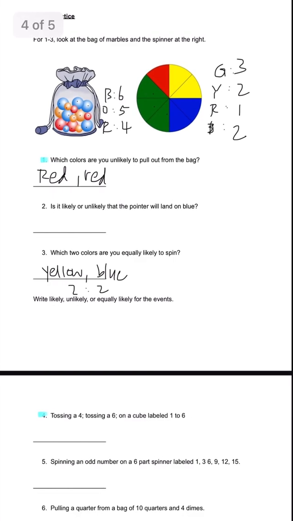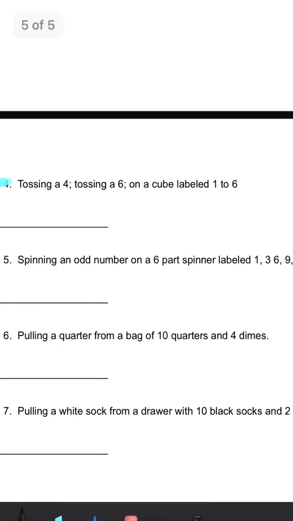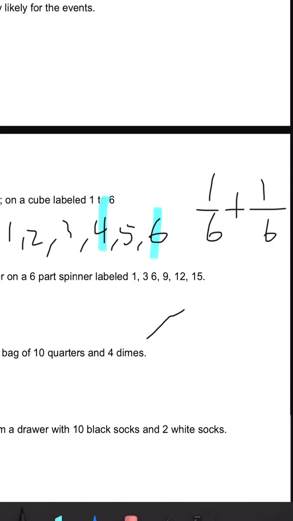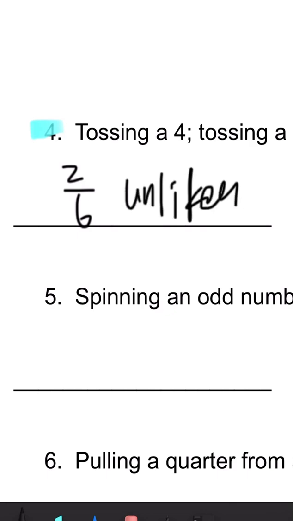Okay. Last page, number 4, tossing a 4, tossing a 6 on a cube labeled 1 through 6. So the cube is labeled 1 through 6. We know the numbers are 1, 2, 3, 4, 5, and 6. And it's asking the probability of tossing a 4. We know that there is only one 4, so it's 1 over 6, plus tossing a 6, which is also 1 over 6. So it's 1 over 6 plus 1 over 6. And we know that that is 2 over 6, which is unlikely.